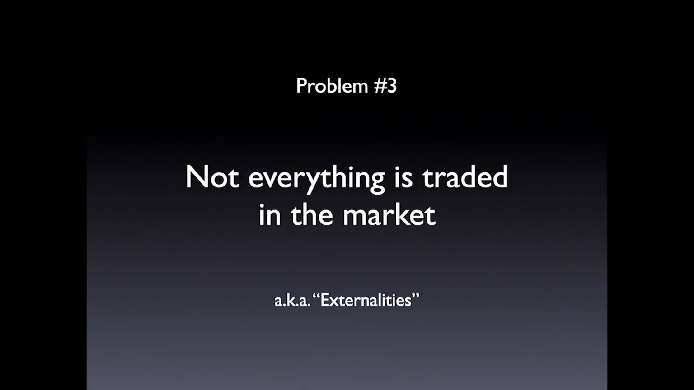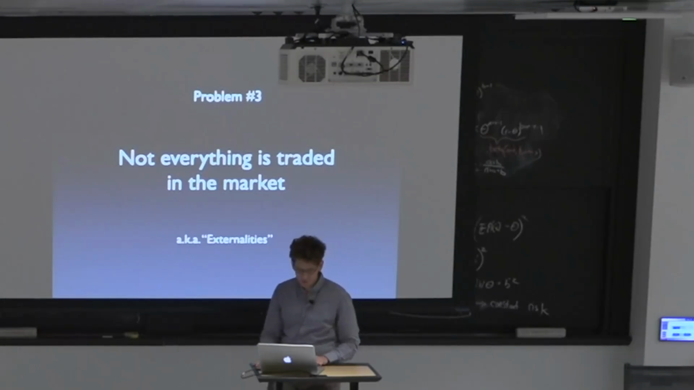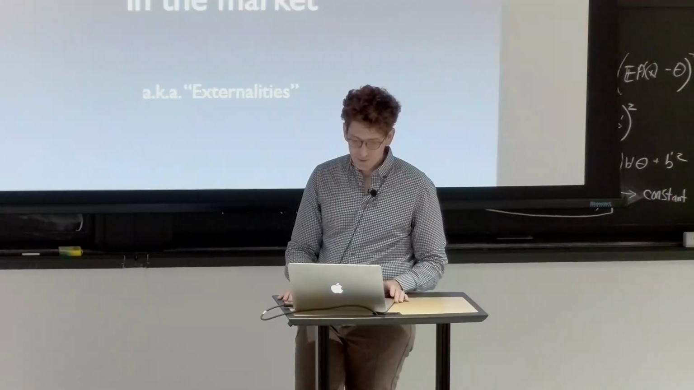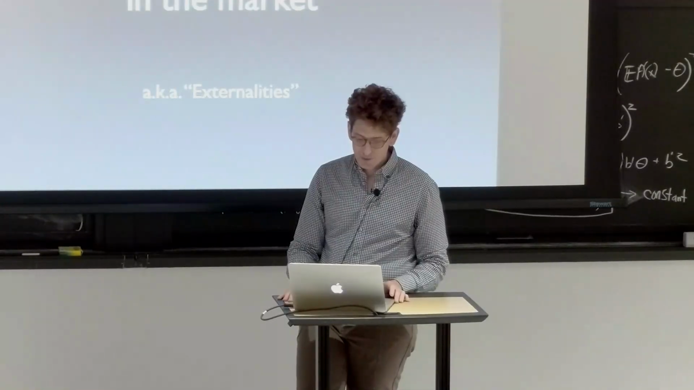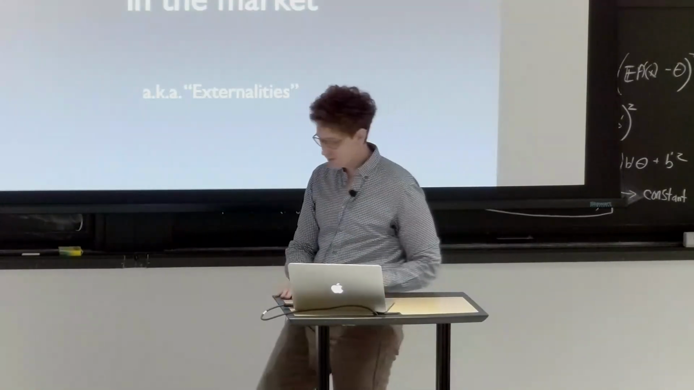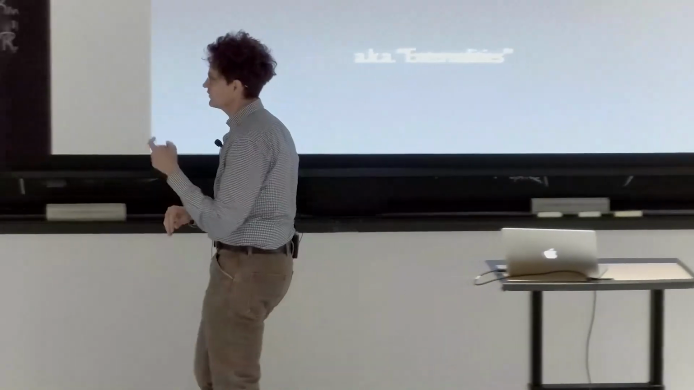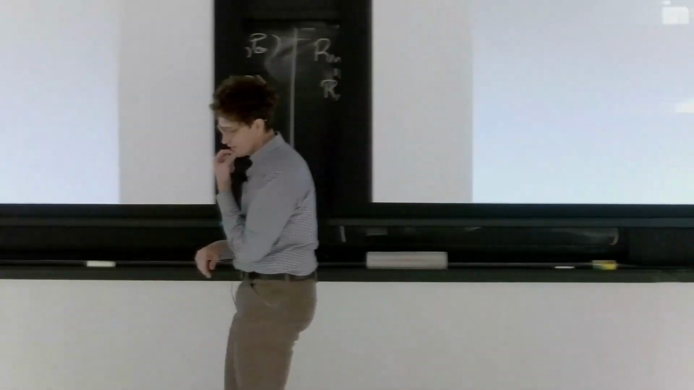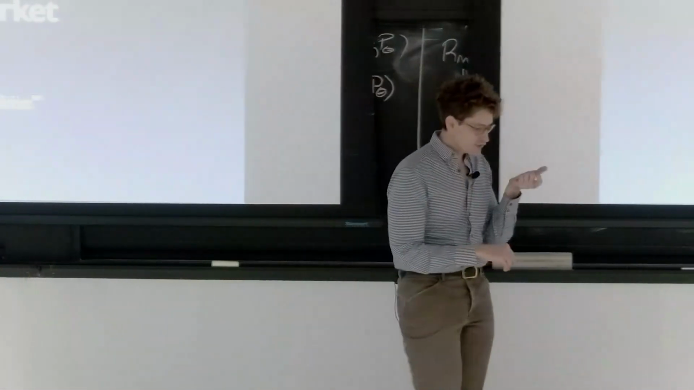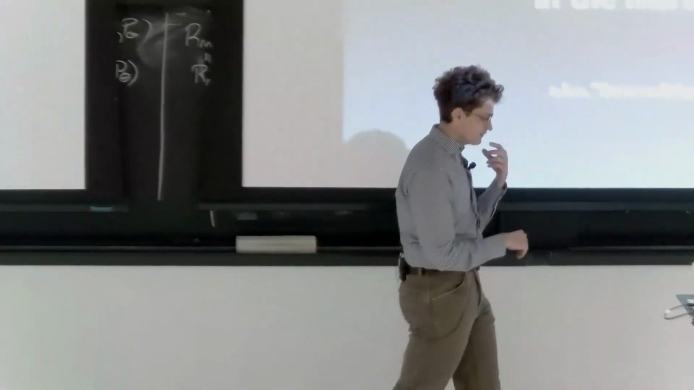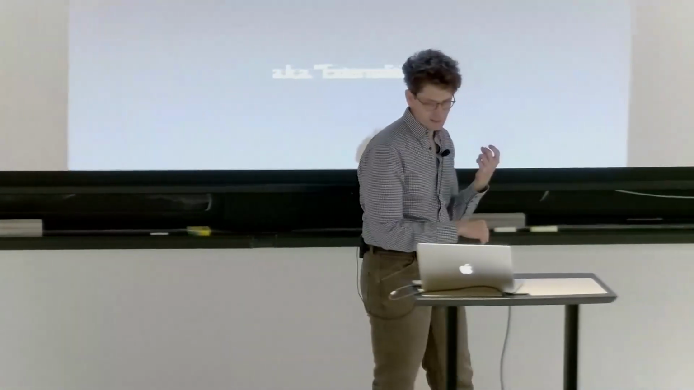All right, problem number three, not everything is traded in the market. So this we've actually talked about a lot. These are externalities. Pollution is the classic example of this. It's not only hard to capture these things in the market, there are features about these externalities that can sometimes be really problematic.